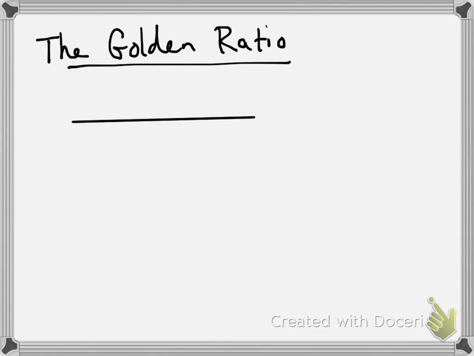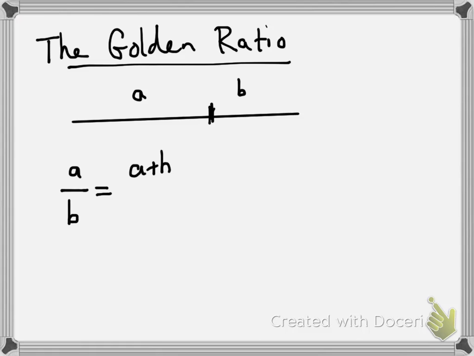So suppose I have a line segment. What I want to do is divide this segment in such a way where if I have two sections, the large section A and the small section B, I want the ratio of the large section A to the small section B to be the same as the ratio of the whole line segment, so that's A plus B, to the larger piece, A. And once I find this ratio, I'm going to call this phi, and this is the Greek letter phi.